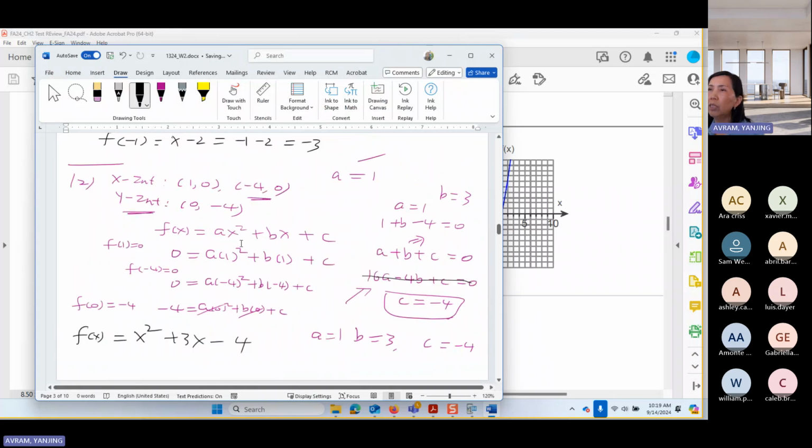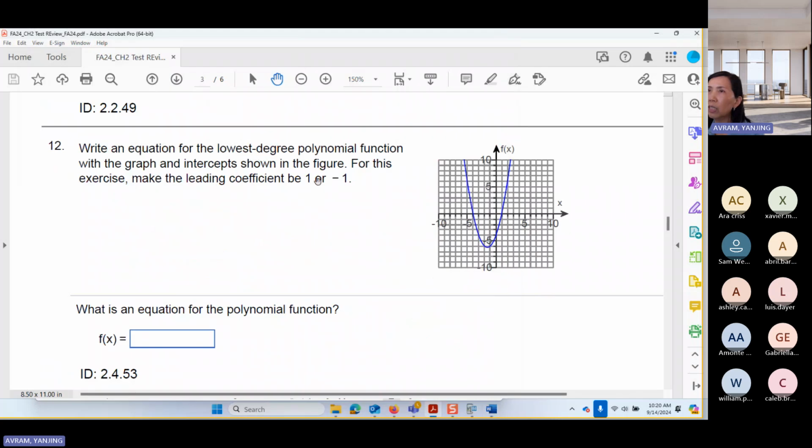All right. So you're using the general equation instead of using the vertex, because this one is using the intercept to solve, but not using the vertex. The vertex here is not an integer. Okay.